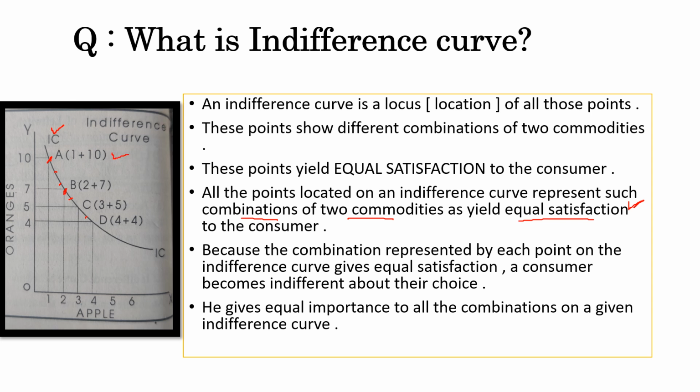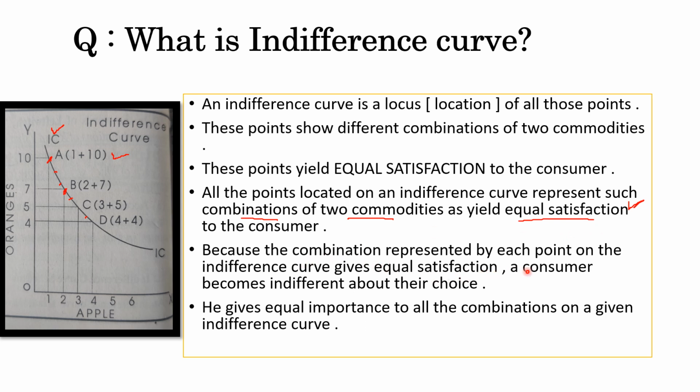At point A, you have 10 oranges and 1 apple, right? And at point B, you have 7 oranges and 2 apples. So the combination is different. Commodities are 2, combination is different, but the satisfaction is the same.